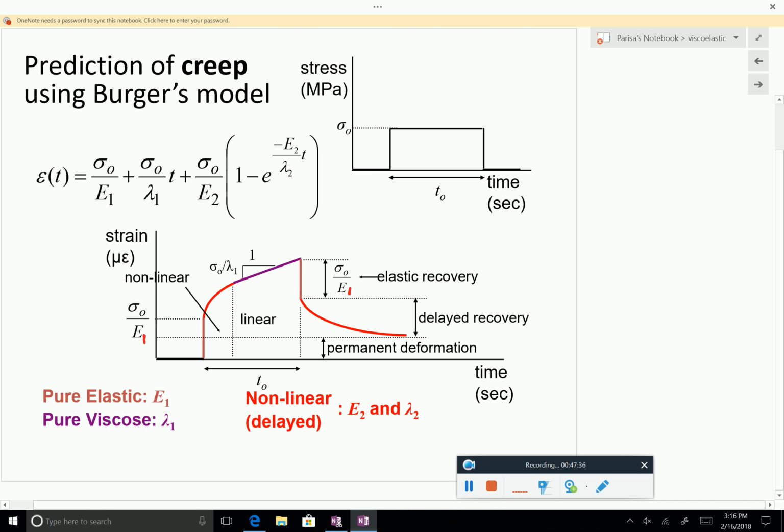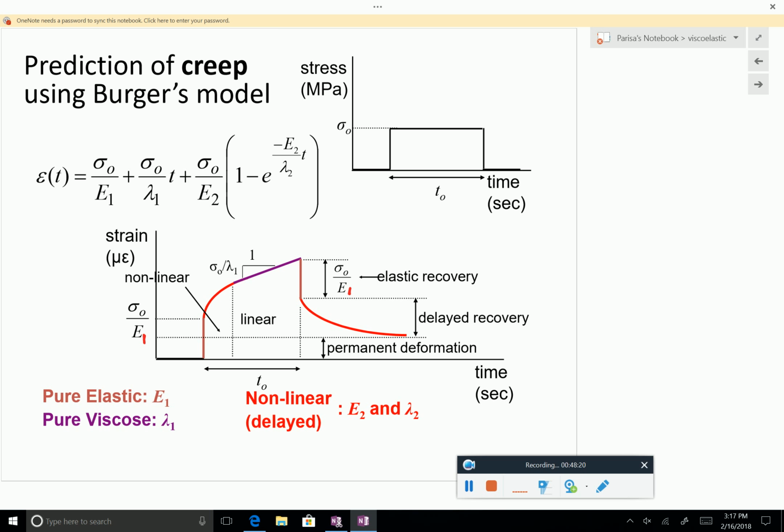These are actually three different colors. It doesn't show up. So in the beginning you have sigma 0 over E1, and then you have this sharp increase, and then it's kind of a sharp increase and linear. So you have the dashpot part, and you have the Kelvin model both together here. And when you remove the load, of course, sigma 0 over E1 immediately recovers, but then the Kelvin model also eventually recovers. But at the end, you have permanent deformation as much as the deformation of the dashpot.